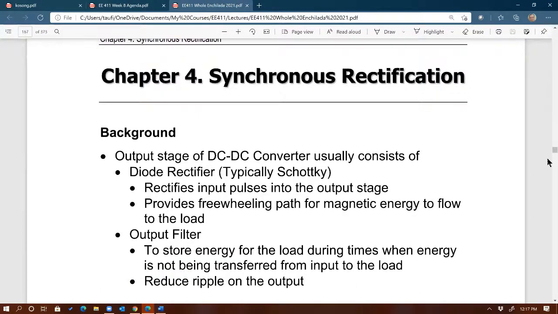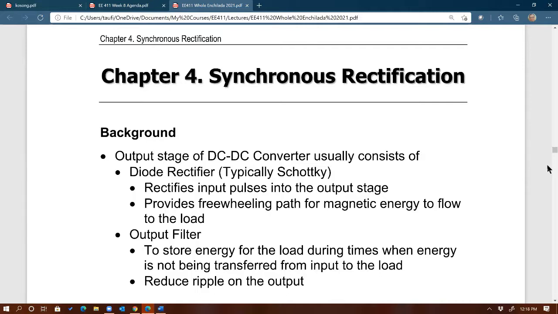Let's start our chapter 4. Chapter 4 is on synchronous rectification. We'll go over a diode that is being used for DC to DC converters. We're going to be looking more into the diodes, and then we'll look into different losses related to the diode, just like we looked at losses for switches. Here we look at losses on the diode.